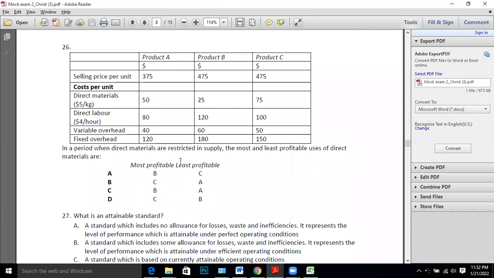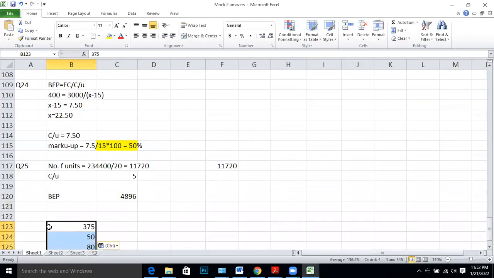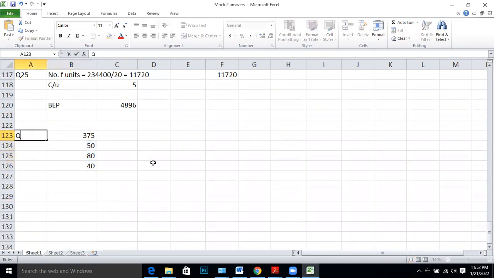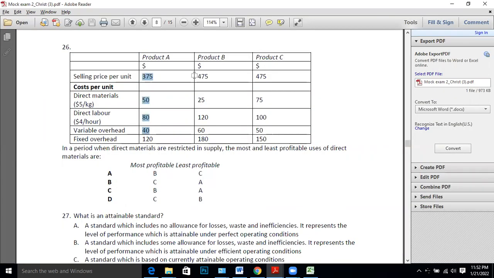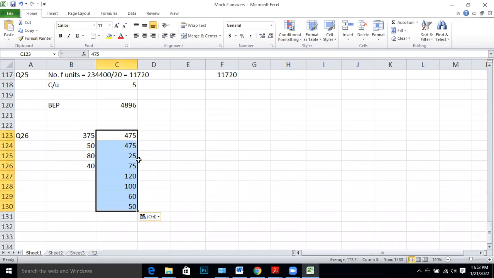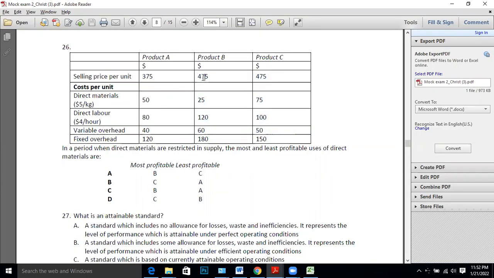26. In a period when direct materials are restricted in supply, the most and least profitable uses. So when there is a limiting factor, what do you do? Contribution per limiting factor. First, let's find the contribution. 375, 475, 475. Let's copy these numbers. Question 26. So we'll copy column by column. I don't need the fixed overhead.